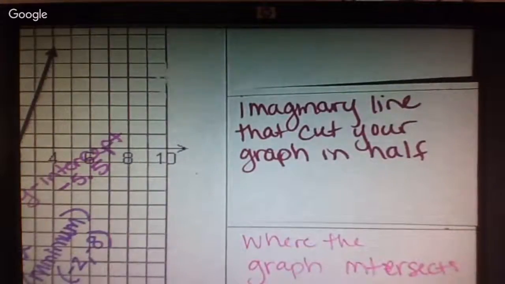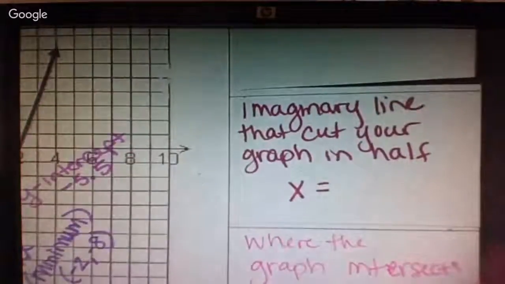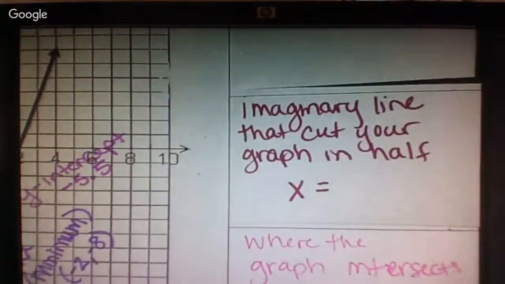It is a line. So you cannot just tell me your axis of symmetry is 2. You have to state it as a line. So anytime you tell me the axis of symmetry, I need x equals first, because it will always be a vertical line.